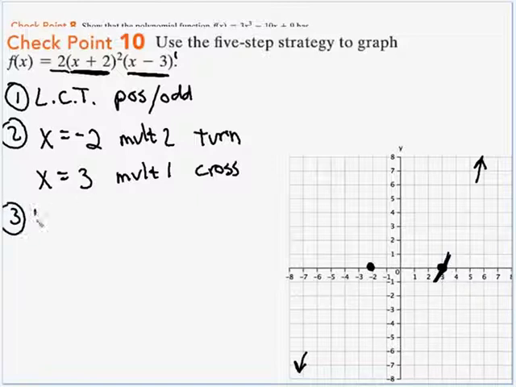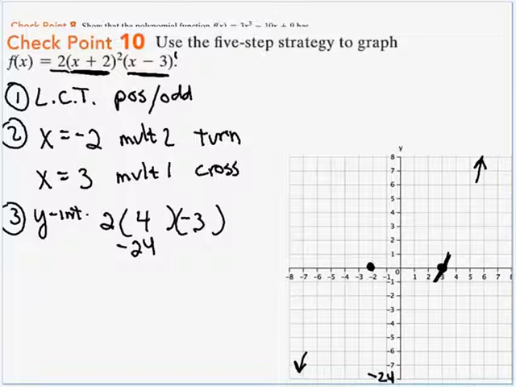Step 3, y-intercept. We're going to plug a 0 in for all the x's. So the 2 goes first. And then we're going to have 0 plus 2 is 2, and that's squared, so that's a 4. And then our next set of parentheses is going to be 0 minus 3 is -3, and that's to the first power. If we multiply that all out, we're going to get 4 times -3 is -12, times 2 is -24. So that is, of course, going to be a little bit off the graph. We'll go down and off. We'll just rewrite this as -24, so we can at least see the graph. Our axis won't be to scale.